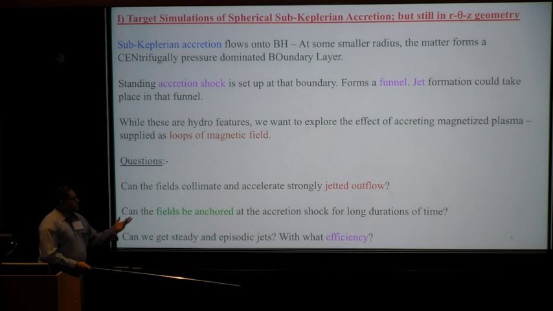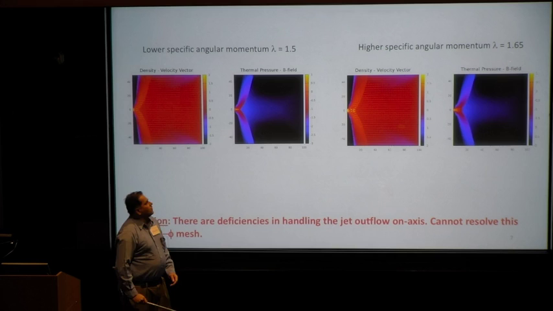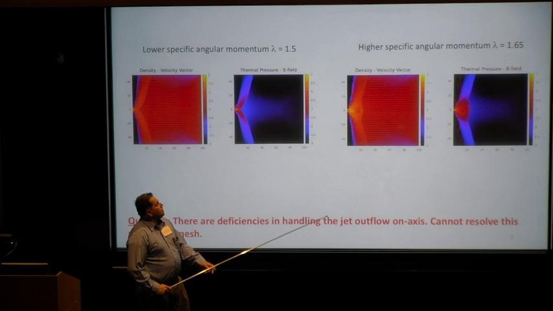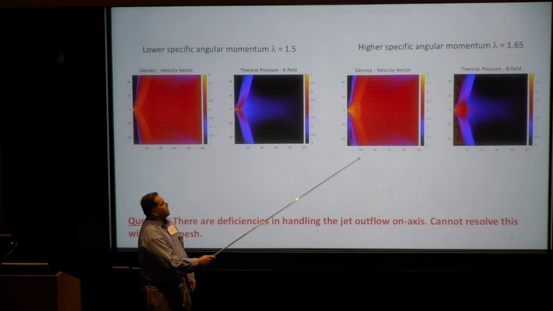So let's go ahead and do exactly that. And what we have here, I will actually request that this movie be started. So what we have here is an RZ geometry, two and a half D simulation. And we have a standing accretion shock shown with the density and velocity overlay. And what you're seeing is episodically, we're going to throw in magnetic field loops. So you're seeing the magnetic field loop come in and become strongly resident at this accretion shock. You saw another one go in.